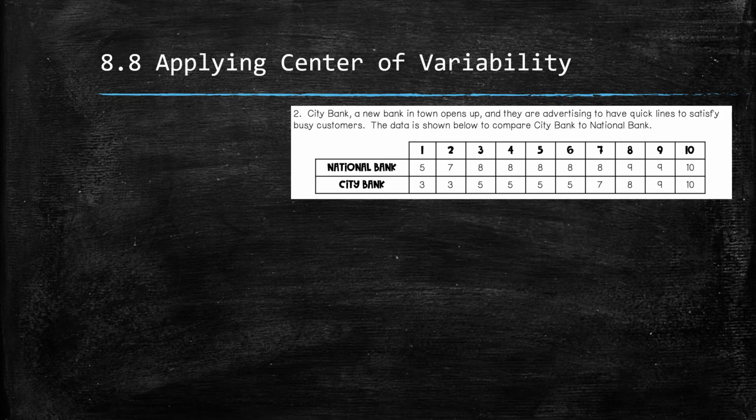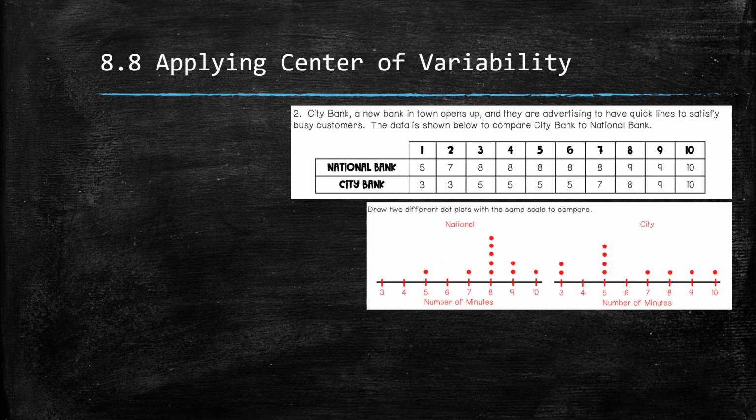Citibank is a new bank in town, and they're advertising that they have quick lines to satisfy their busy customers because they want to draw in new customers. We are going to compare Citibank to National Bank. So I'm going to take this data and make a graph. You can make a histogram, a dot plot, or a box and whisker plot, but I'm going to go ahead and just do a dot plot. I can see that National Bank has a somewhat symmetrical bell curve, and Citibank has somewhat of a skewed bell curve.